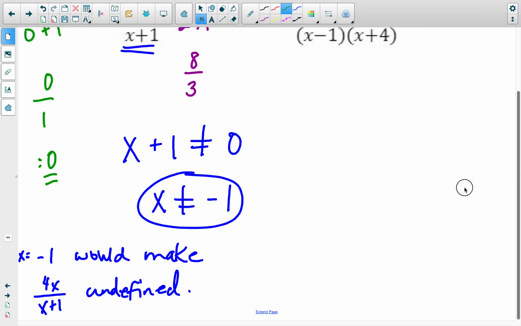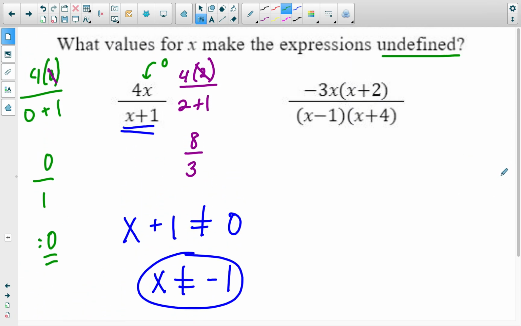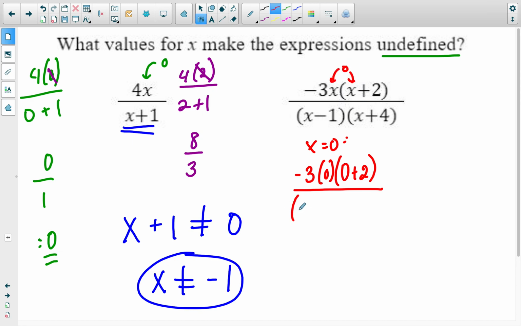Okay, what about this one? This one we have to think about how we even evaluate. How do we even plug numbers in here before we think about being undefined? Say we try 0. 0 is always everybody's favorite place to start. Say we try plugging in x equals 0. What does that look like? -3 times 0 times 0 plus 2. All I'm doing is putting zeros in for these x's. And that's divided by 0 minus 1 times 0 plus 4.